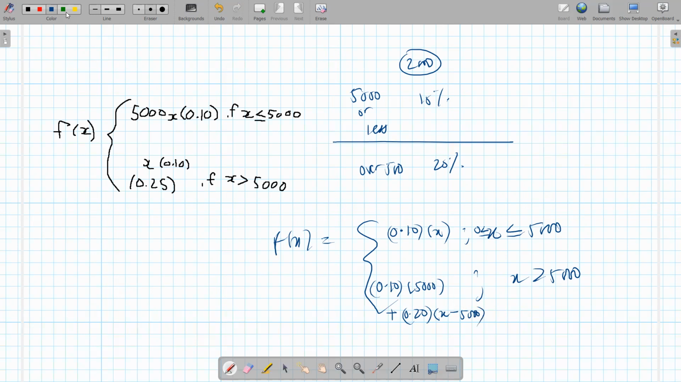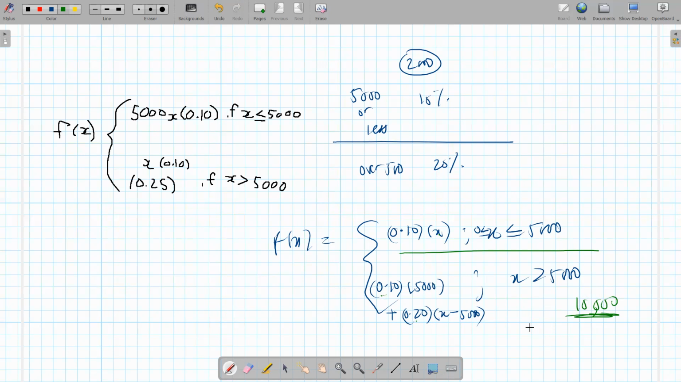Again, look at the nomenclature. If x is greater than 0 and less than 5,000, you pay 10% of that x. The x is the income. If you make 1,000, you pay 10% of 1,000. That's the first part. The second part, given that x is greater than 5,000, let's say you're making 10,000 bucks. Out of this, the first 5,000 you'd pay 10%. This is what this represents. Plus, you pay 20% on the remainder, which is x minus 5,000.